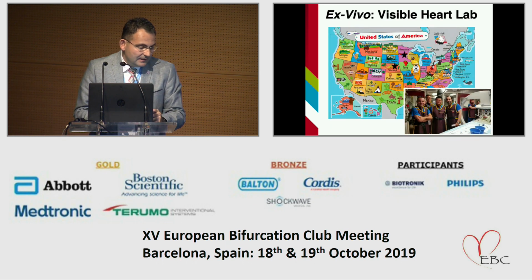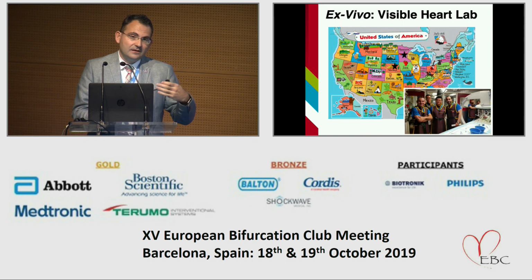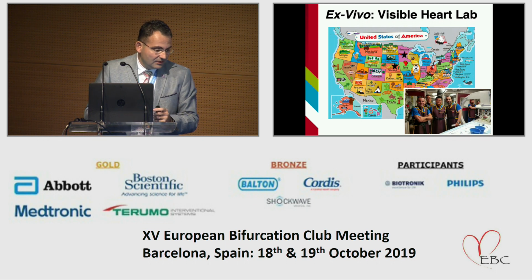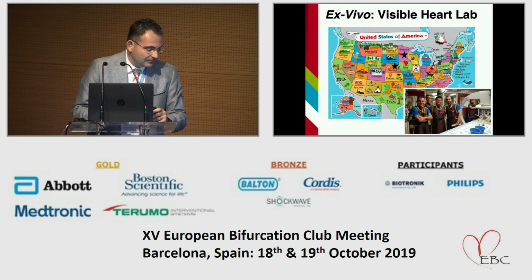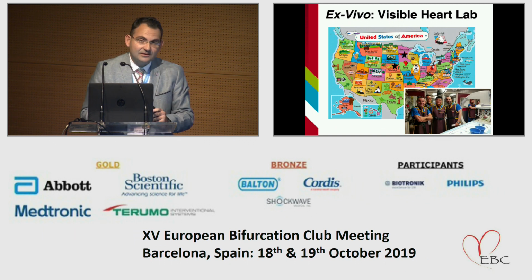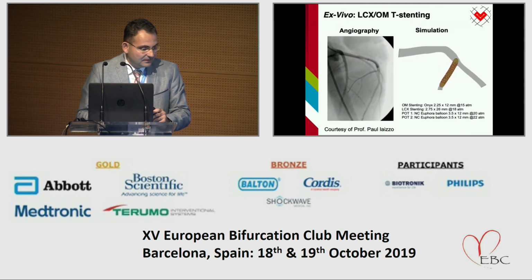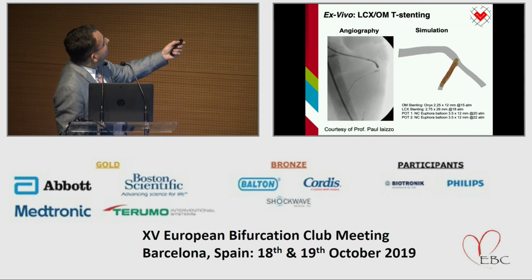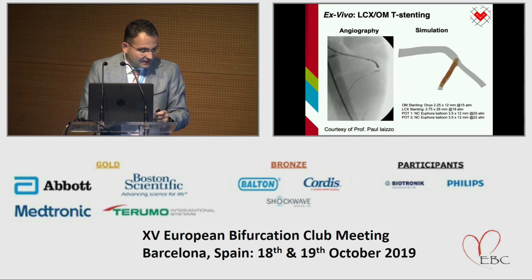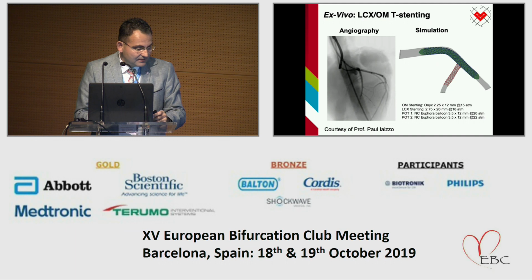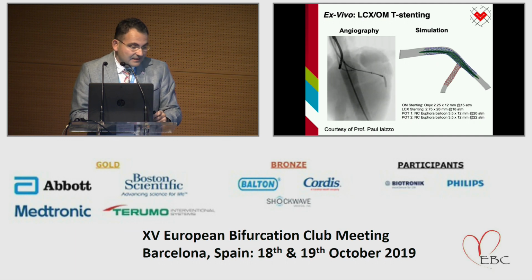Then we went from the bench computational simulation to the ex vivo computational simulation approach. We had to fly a shorter route compared to Francesco, just from Nebraska to Minnesota. We got into the Visible Heart Lab and we did some cases. So here we have a T stent with the first stent deployed into the OM. It's an Onyx 2.25, and also computationally. Then the main vessel stent, a 2.75 Onyx.